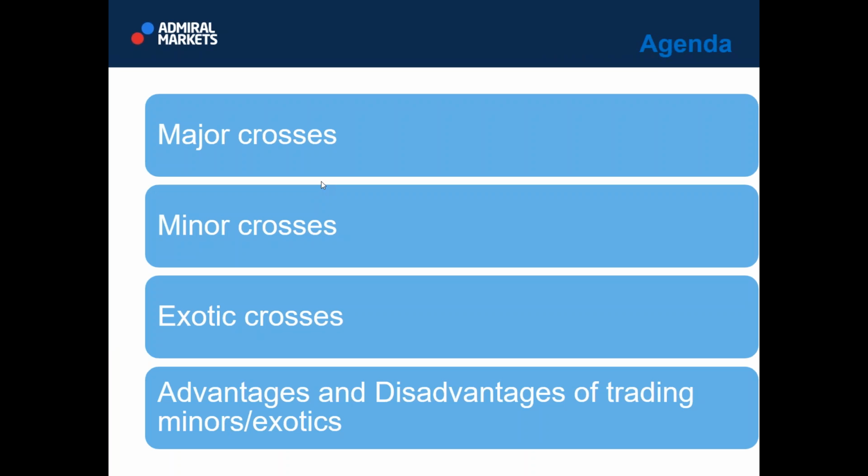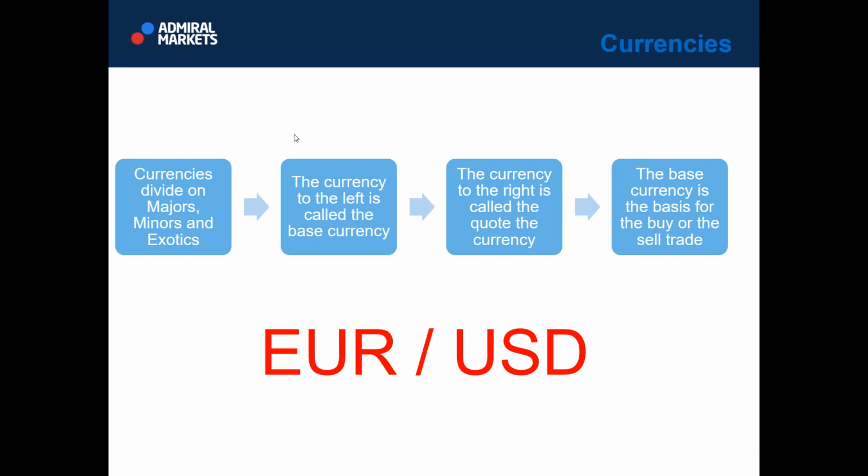So, here: major crosses, minor crosses, exotic crosses, and advantages and disadvantages of trading minors and exotics. As you already know, I'm a big fan of trading crosses. I don't just trade those major currency pairs. I also prefer, from time to time, to trade different pairs.